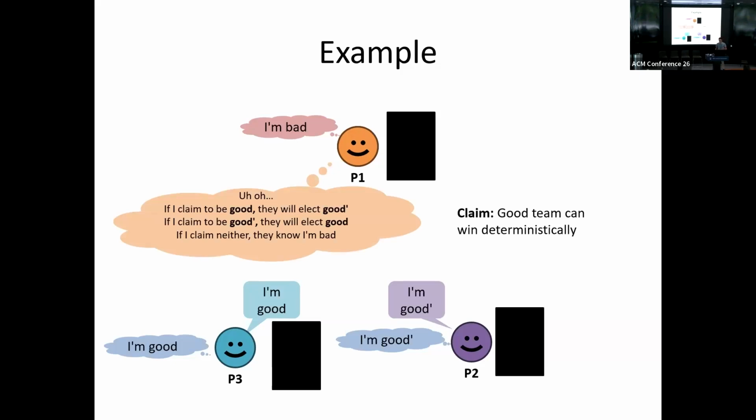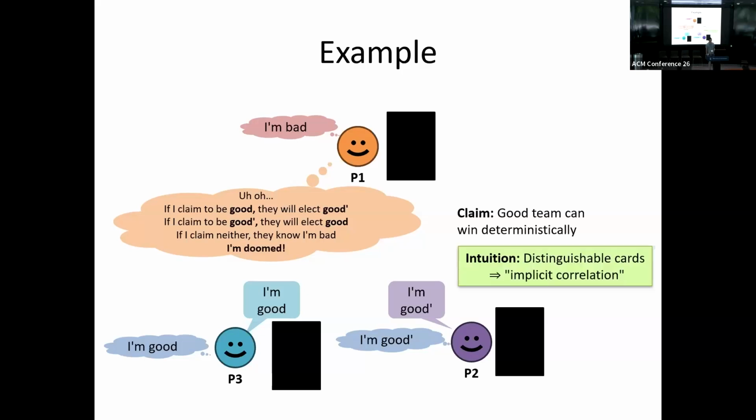What's happened here is that I've implicitly allowed the good players to correlate with each other. This is what happens as a result of the fact that we're prohibiting correlation between the players. The distinguishability of the 2 good cards is a bit of correlation that the 2 good players can use to increase their utility. Okay. So the distinguishable cards lead us to this sort of implicit correlation effect.